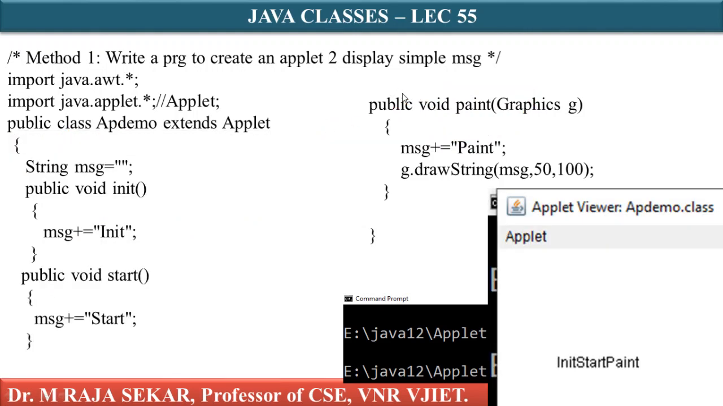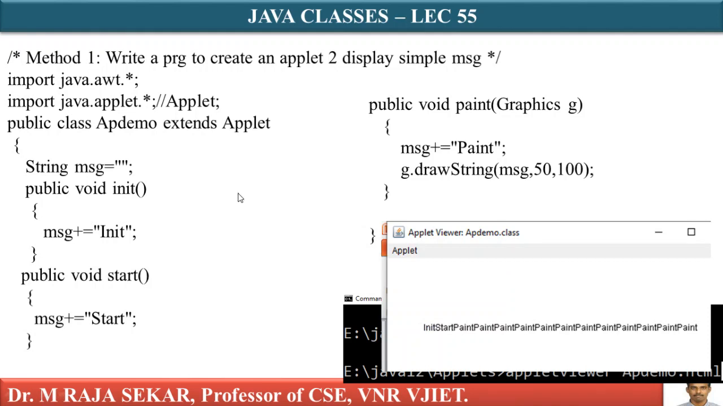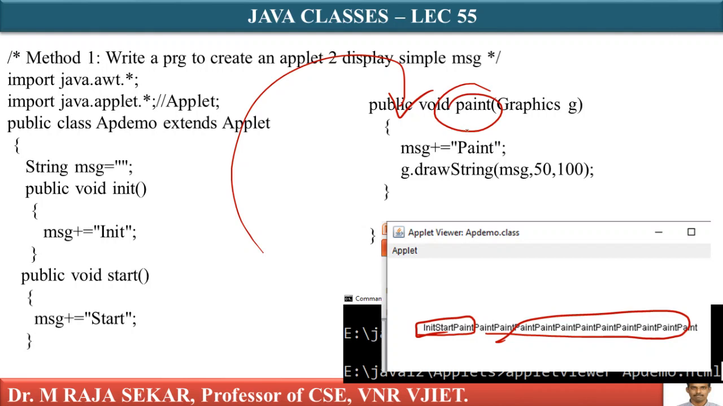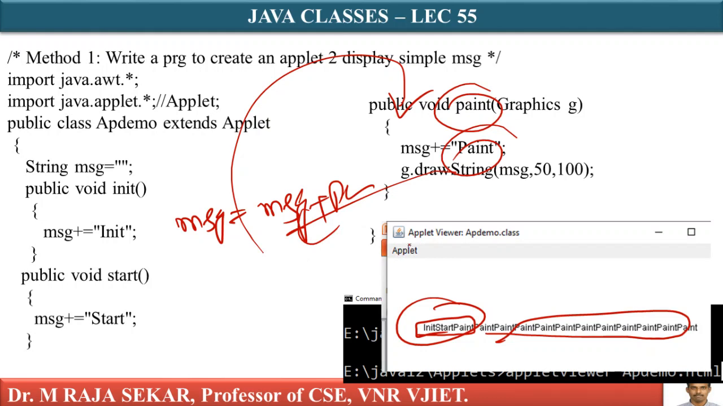Just see what happens. Now, just see what output you are getting here. Init start paint. You are getting paint many times. Why? Because if I keep on resizing this window, for every resize it will automatically call the paint method. Once it calls the paint method, msg equal to msg plus paint gets executed. Already in msg you will have init start paint, and again paint will be appended. Again if you resize, again it will go to the paint method and append paint to the existing message. That's why you are getting paint this many times.